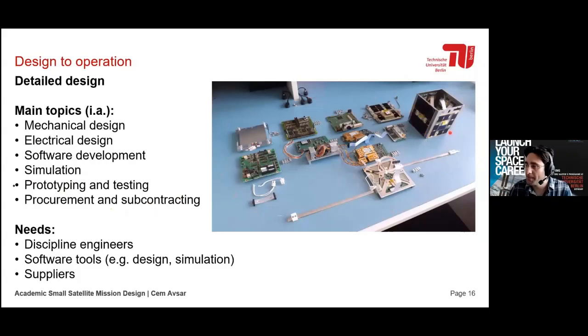Here you can see a model of BSAT-2. This is actually before integration of a flight model. And you can see the solar cells here. You can see different boards for power control, for onboard computing. You can even see that some are symmetrical, so they're redundant. This adds a lot of complexity, but also a lot of failure tolerance.